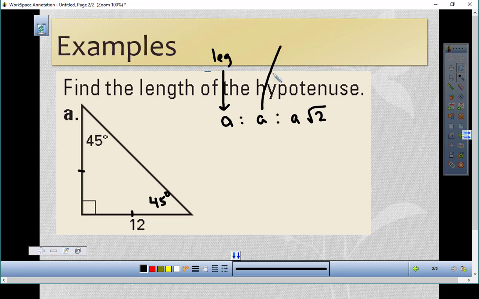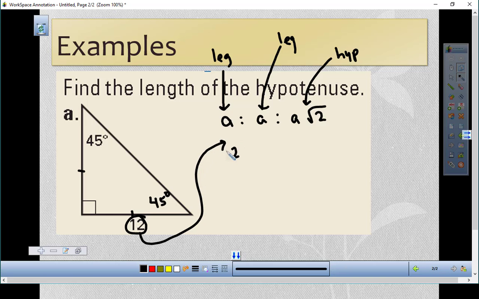This one is the other leg. And this side here is the hypotenuse. Now what do I do on the next step? I put in the information I do know. Like this is one of the legs, right? So this goes in like right there.